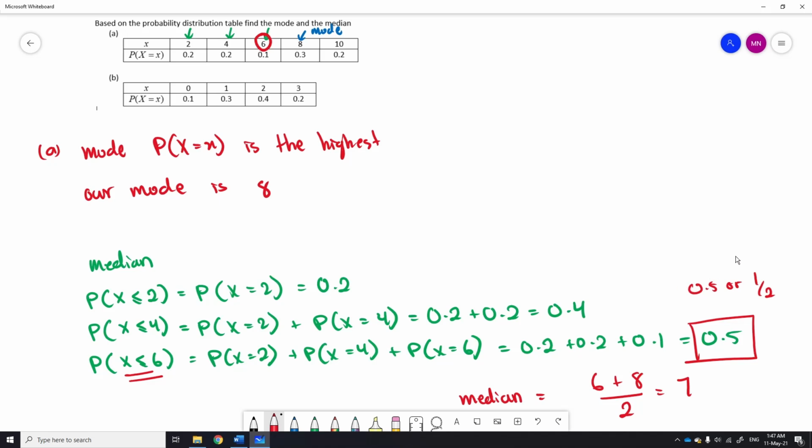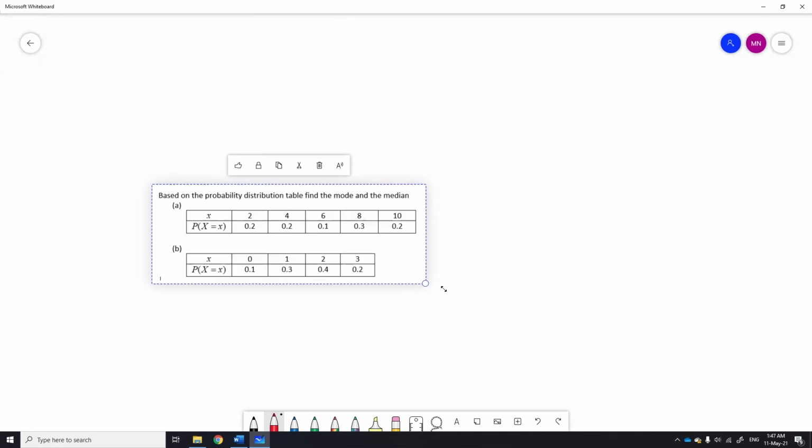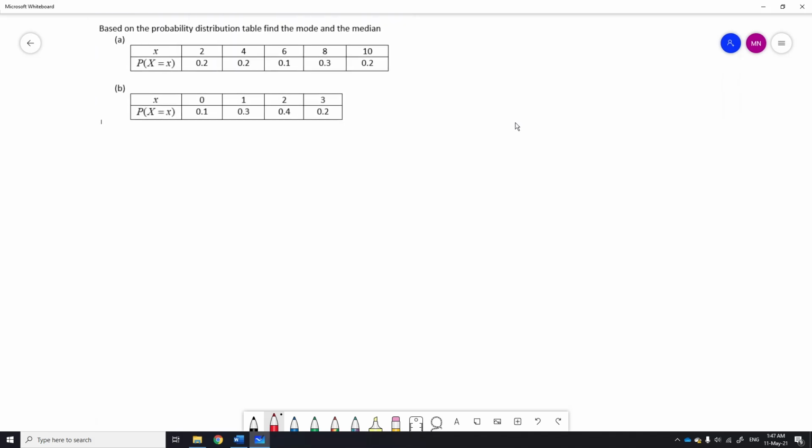Now let's look at the second situation, question B. For question B, the mode is still the same. We have to observe the highest value of probability. The highest one is 0.4, so the probability of x equal to 2 is 0.4, the highest. Then the mode is 2, where x is equal to 2.